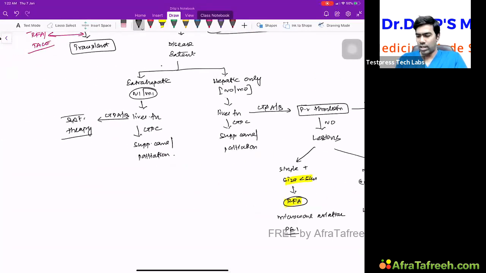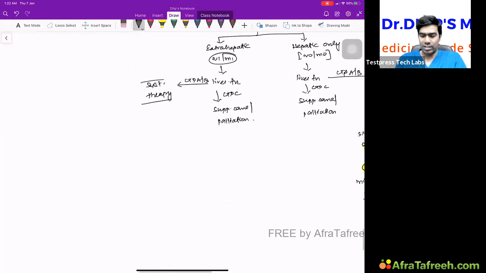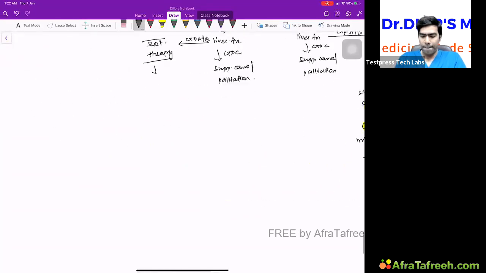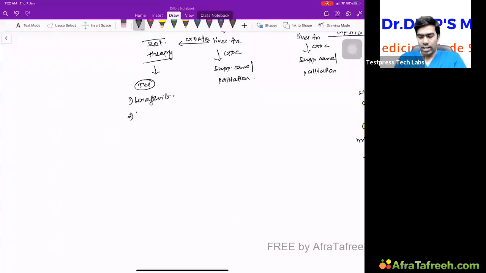In that, the only thing we have not discussed is systemic therapy. Systemic therapy typically uses tyrosine kinase inhibitors, or multi-kinase inhibitors is the more appropriate term. The first line drug that we're going to use is sorafenib. There are other drugs in the pipeline like lenvatinib, and we have regorafenib. Remember, regorafenib is also used in colon cancer patients. But the most commonly used drug as of now is sorafenib.